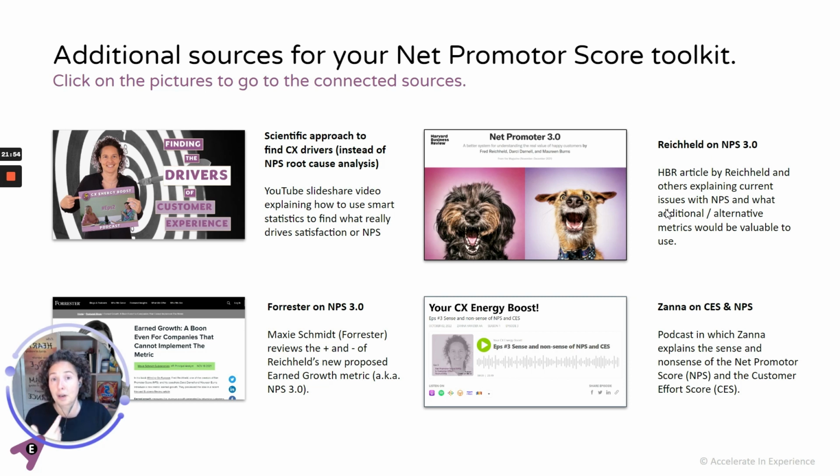The original article from Reichheld, where he introduces the issues with the current way of measuring NPS. For example, that he feels it's way too much used as a target, where the target becomes important instead of, hey, I think we all should treat customers very well. And he introduces the new metric, NPS 3.0, which is called earned growth, where you're also looking at the percentage of revenue growth from existing customers. The review of Forrester on the introduction of earned growth of Reichheld, and the podcast on the customer effort score and the net promoter score.